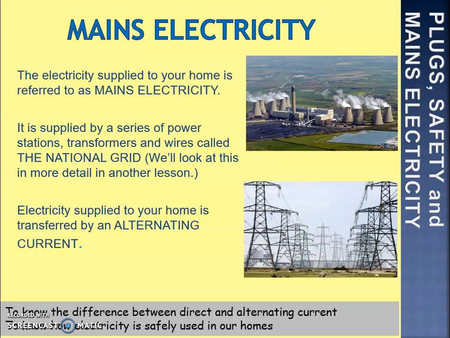So the national grid is a way of getting the power stations, the transformers and the wires, they're all linked together to supply electricity to your homes and factories. Now the electricity supplied to our home by mains electricity is transferred by what's called an alternating current. There are 2 different types of current, direct and alternating current. What you get and the output you get depends on what is generating that electricity.